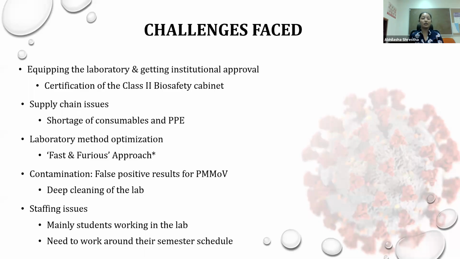The next one was choosing the laboratory method and optimization. In Chicago, we had to come up with something pretty quickly. So we applied this fast and furious approach where we reached out to different labs. We reached out to the New York University lab, the UC Berkeley lab, and the University of Wisconsin, Milwaukee lab, and we asked them what had worked for them. Then we customized their protocol accordingly to make it work for our lab.